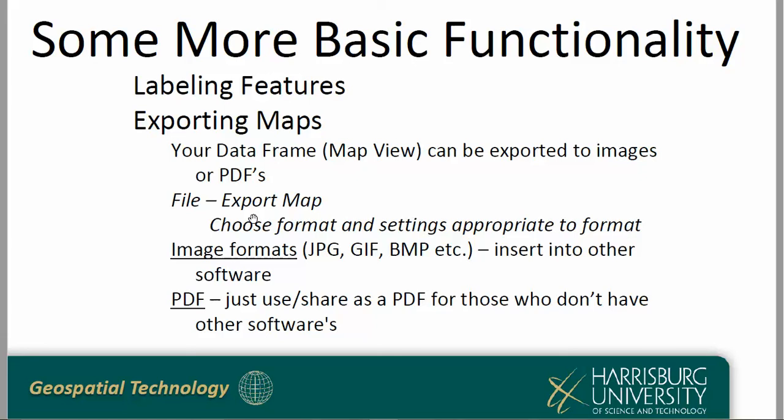So under the File pull-down menu, there's Export Map. You can choose the type that you want. I'm often going to request a PDF file because that's pretty universally viewable, and that's what you would export.